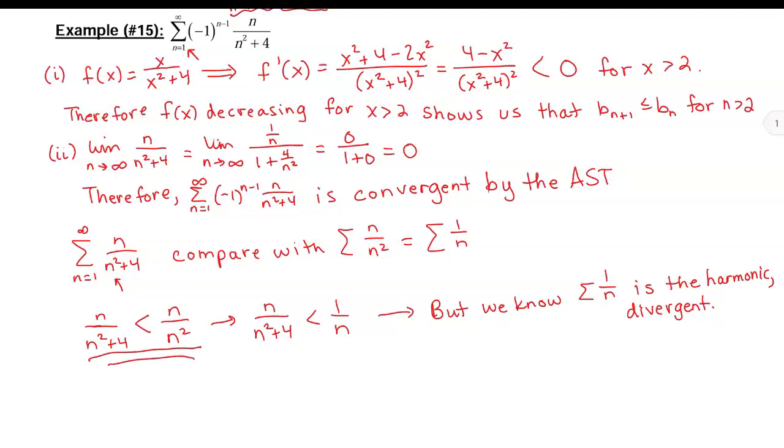If the comparison series is divergent, we would want our series to be greater than that and then show that our series is divergent. But they're not. Since our terms are smaller than the comparison series, we kind of need that comparison series to be convergent because the comparison test is not working. So we're going to choose to use the limit comparison test.